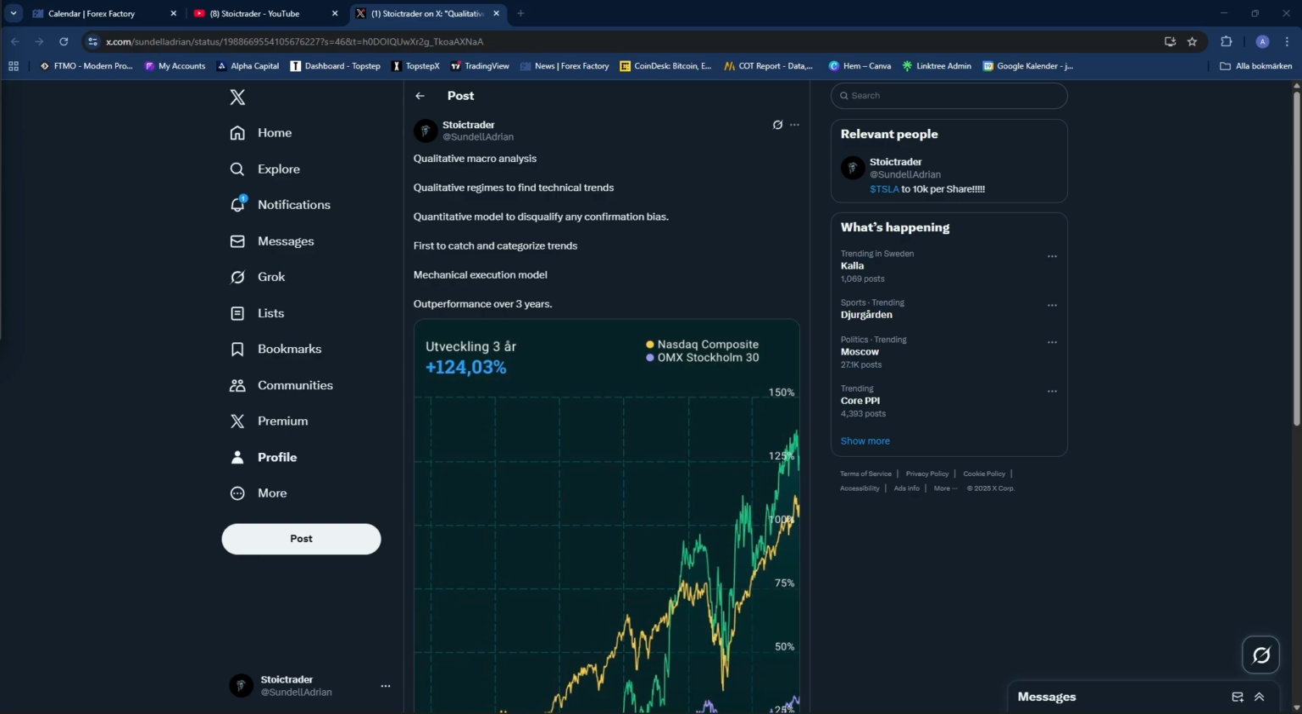Then overall, what I'm doing is categorizing different trends. I'm trying to find historical analogies, etc., and cyclical priors. Then essentially, after I've found the desired trends in the desired assets, I go through with a mechanical execution model. All right.